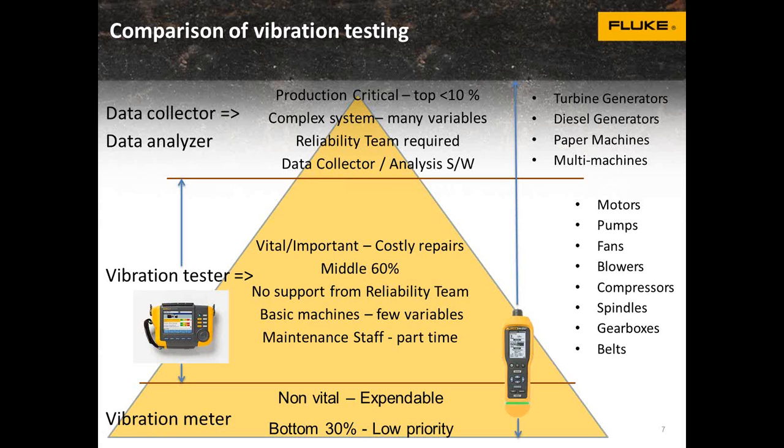And these are the machines that you would need analysis software and a data collector and a vibration expert to monitor. But what about the rest of the machines in the plant? 60 or 70% of the machines in a plant are pretty simple: motors, pumps, fans, blowers, compressors, gearboxes, belts, spindles. These are the ones that drive the maintenance manager and his staff crazy, because these are pretty basic and pretty easy, but even though they're not complex like the ones at the top, they can still shut a plant down.